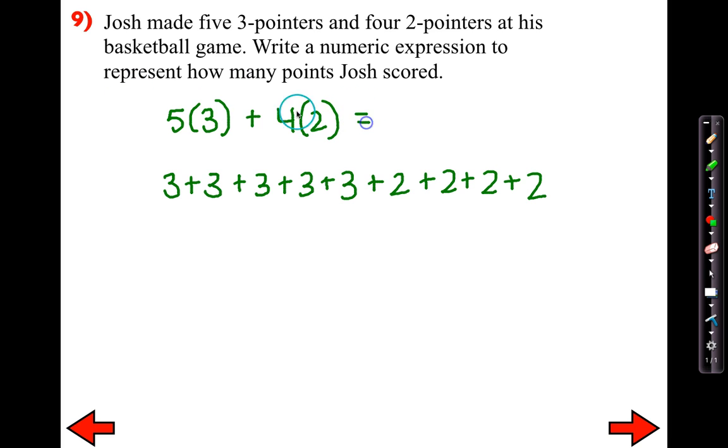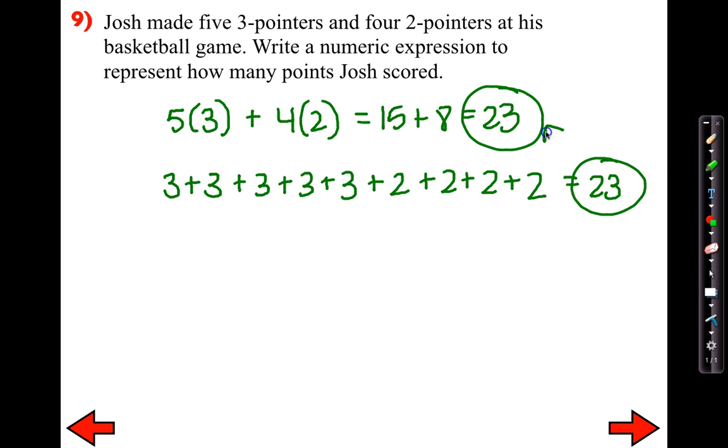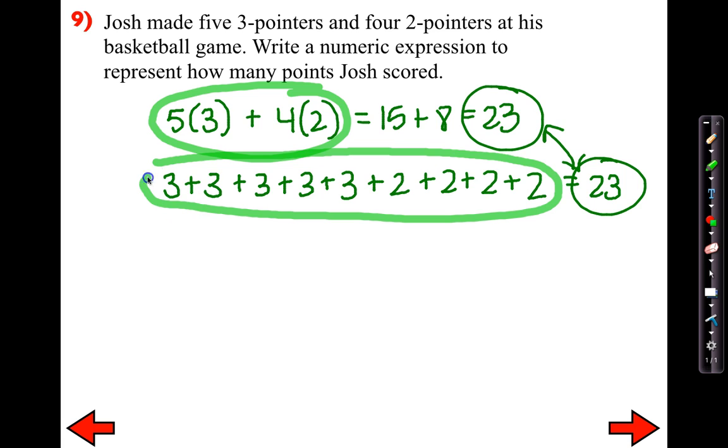So let me show you. 5 times 3 would give us 15. 4 times 2 would give me 8, so this is 23 points. Here, if I add the 3's, I would have 3, 6, 9, 12, 15. 15 plus 2 is 17. Plus another 2 is 19, plus another 2 is 21, plus another 2 is 23. I can clearly see that these are the same exact value, so I am certain that this expression here is equivalent to this one. Now, is one superior than the other?